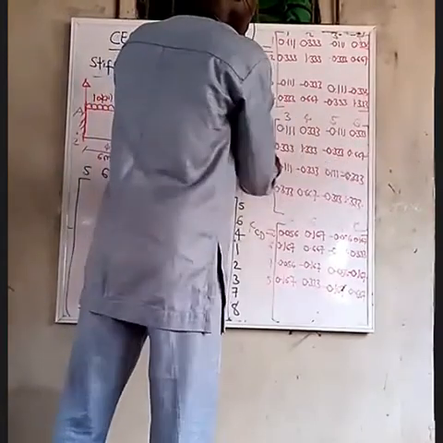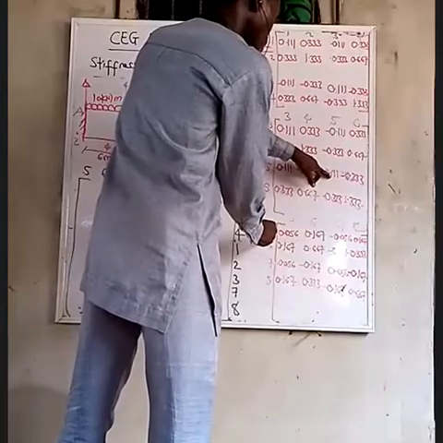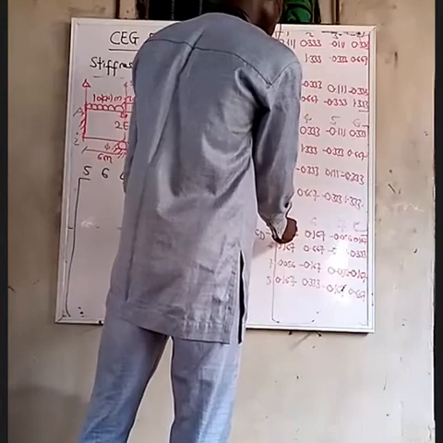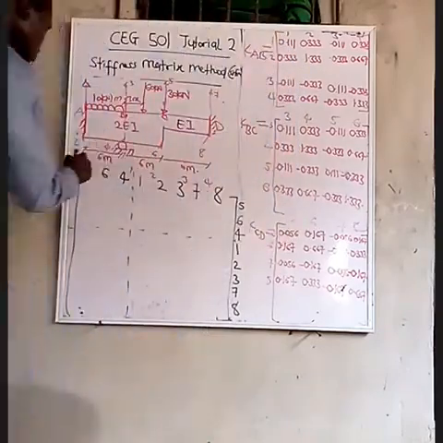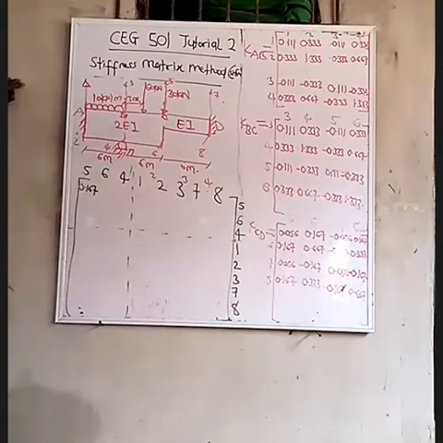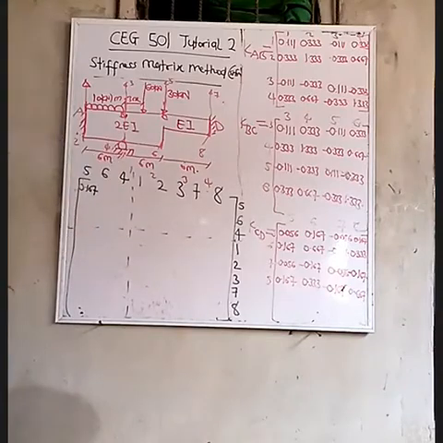Now, K55, 0.111. There is 5 here too. So 0.111 plus 0.056 is 0.167. Write it down. Is that clear? No, please, it's not clear.